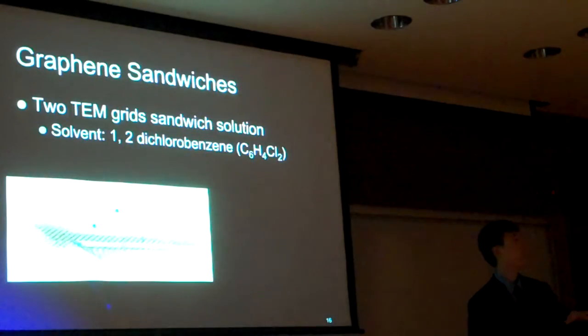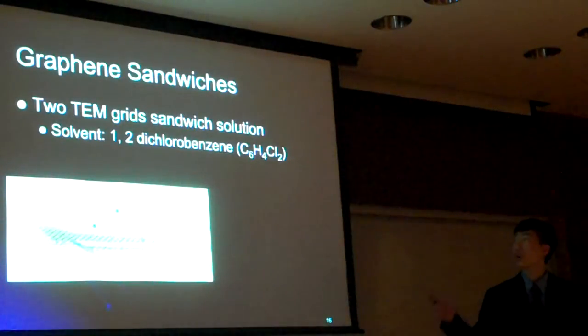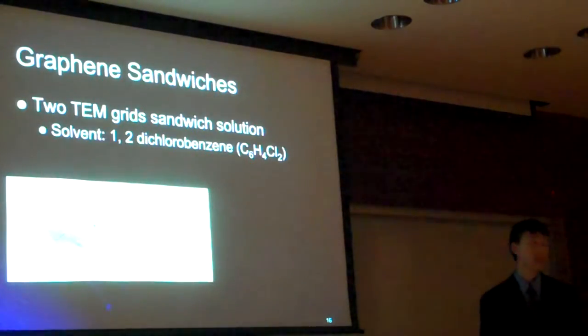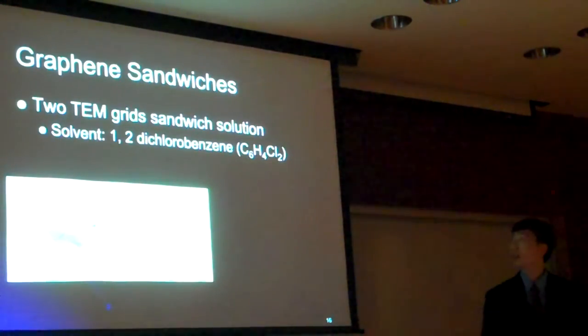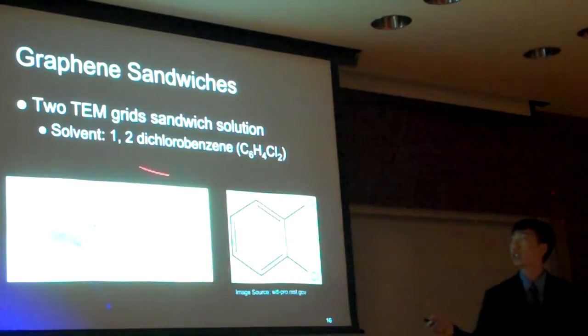Now that we have the TEM grid with multi-layer graphene on it, we're going to create our graphene sandwiches. Essentially, you take two TEM grids and plop them together with some solvent inside. In our case, we used 1,2-dichlorobenzene.